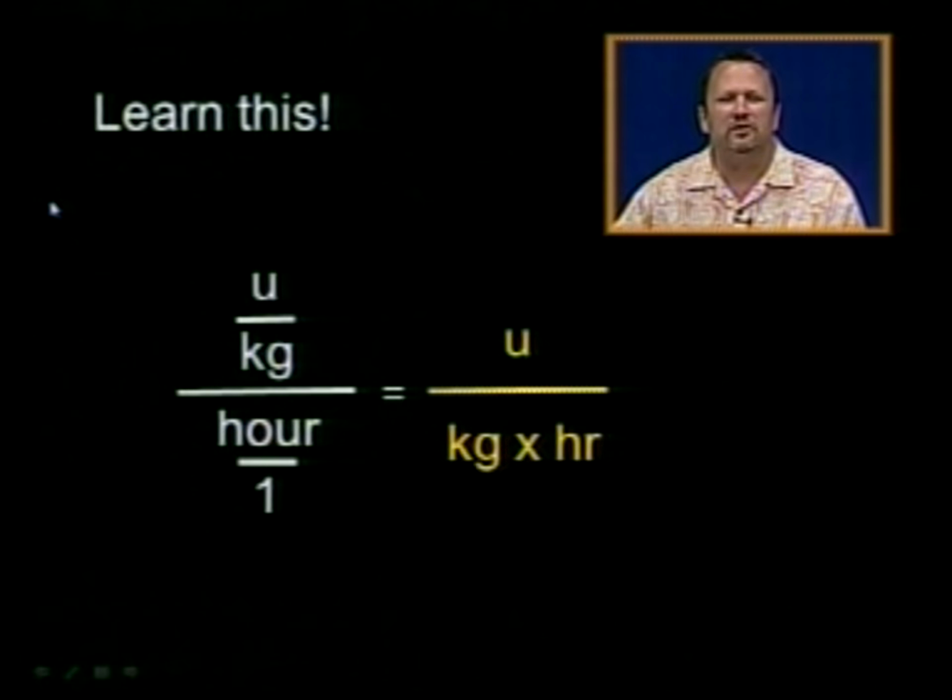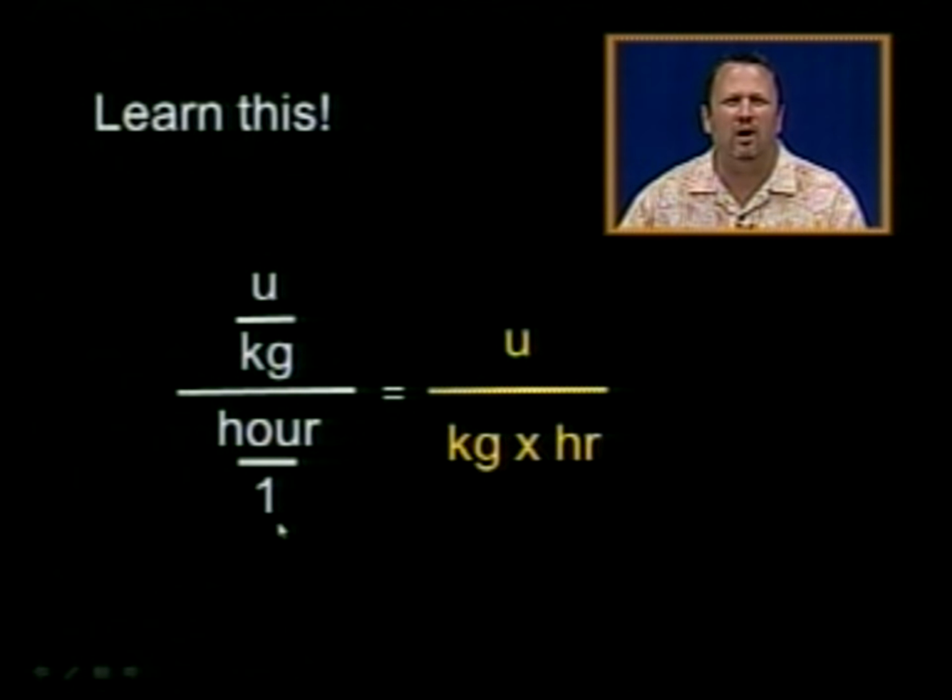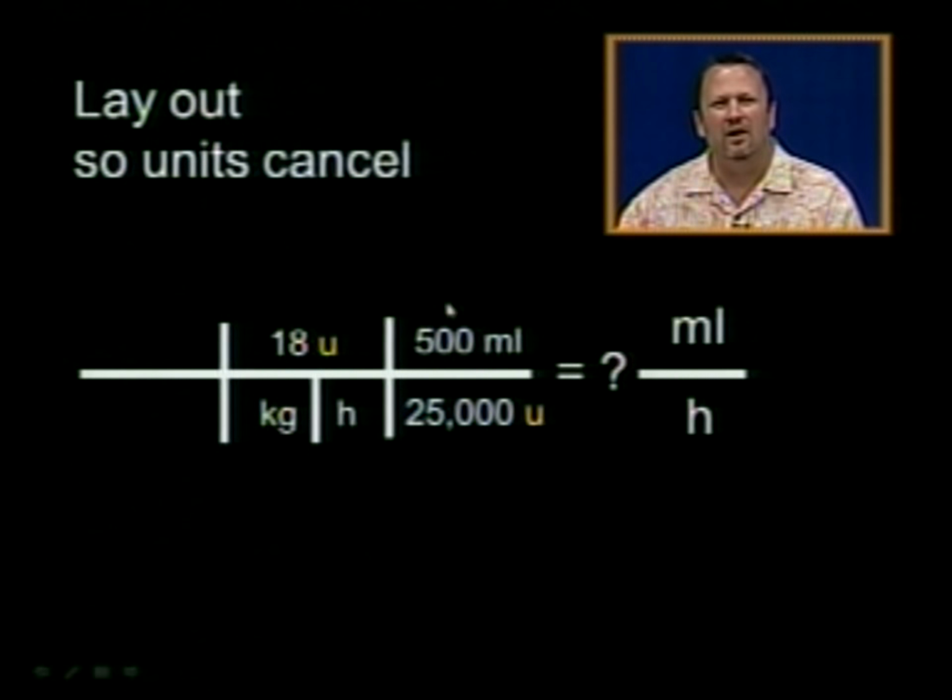So here the dose is units per kilogram per hour. And that's units per kilogram over an hour, and that's the same thing as an hour over 1. And so when that comes out, it'll be a unit per kilogram times an hour. And so even though it says unit per kilogram per hour, we'll have a unit per kilogram times an hour. So that's where this setup comes right here. 18 units is on top. That allows my units to cancel out. And the 18 units per kilogram per hour is the same thing as 18 units per kilogram times an hour.